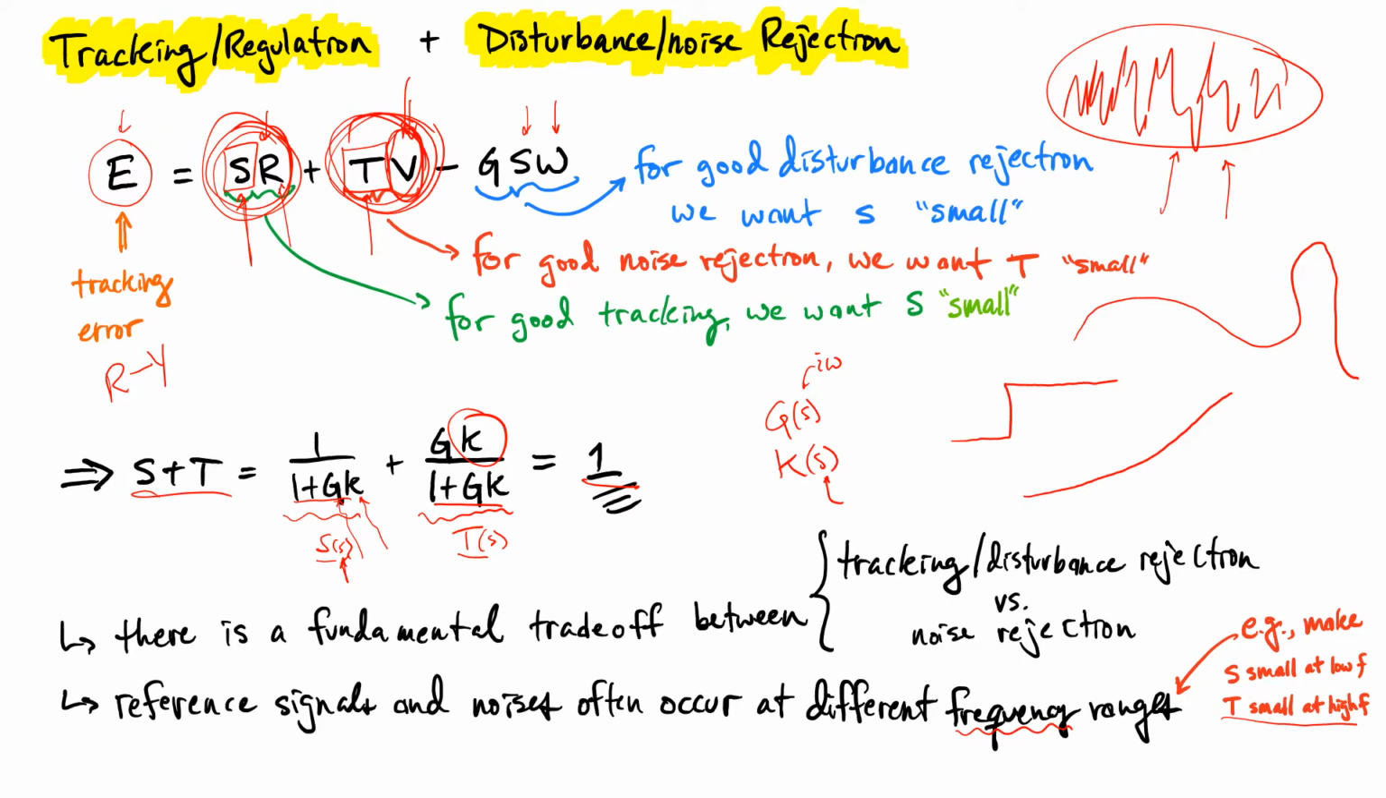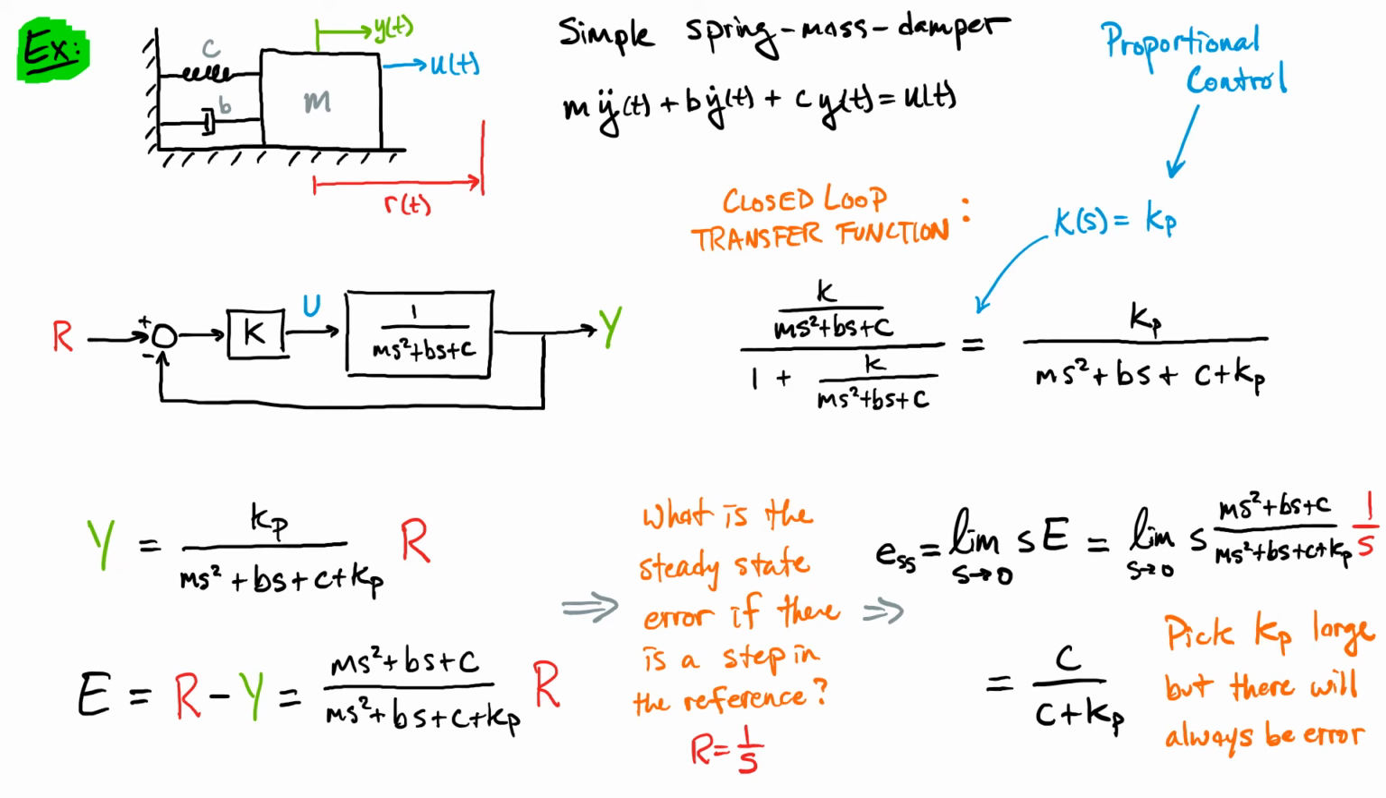So the next thing that we're going to do is jump into looking at how we analyze how well a closed loop system tracks different references. We're going to motivate this, again, using our favorite example of the spring mass damper. We've gone through this example a couple of times. We started with the differential equation. From there, we get the open loop transfer function, the 1 over ms squared plus bs plus c.